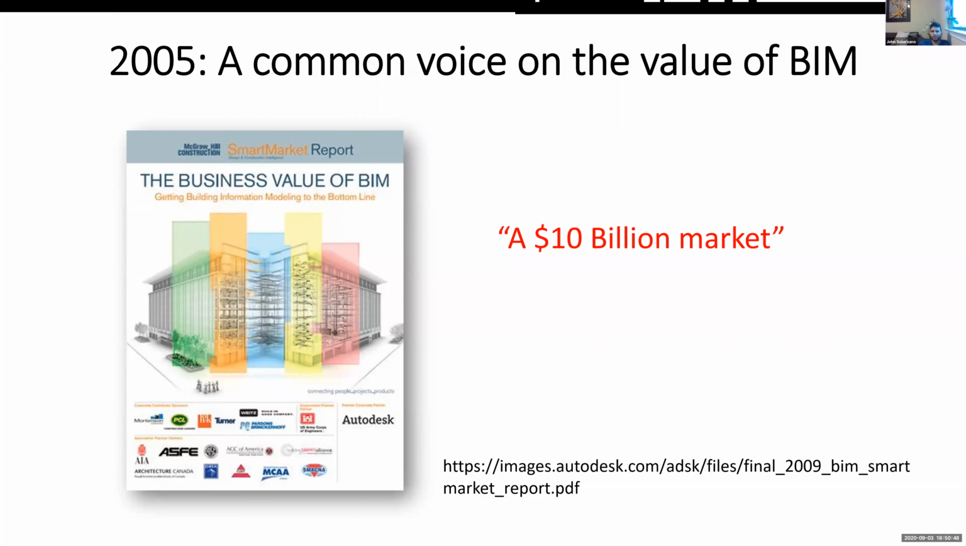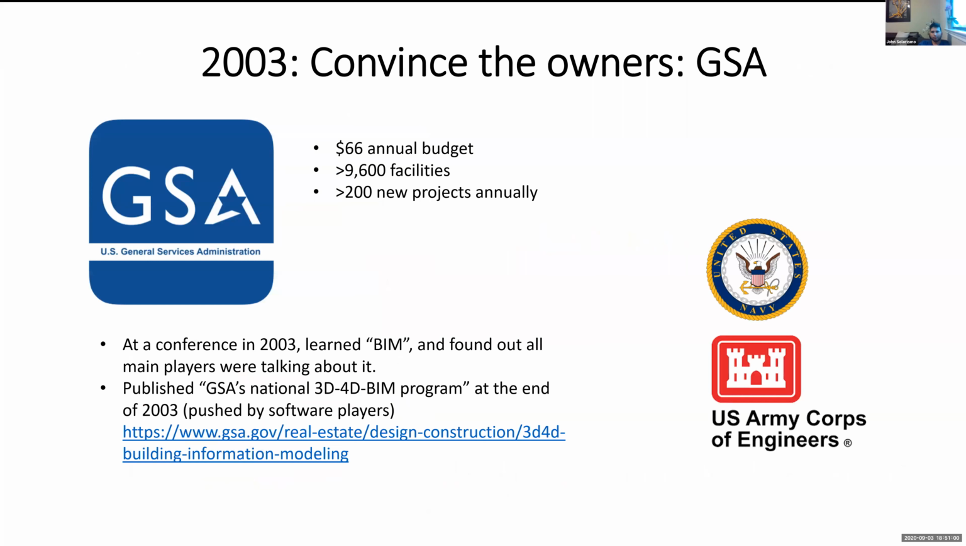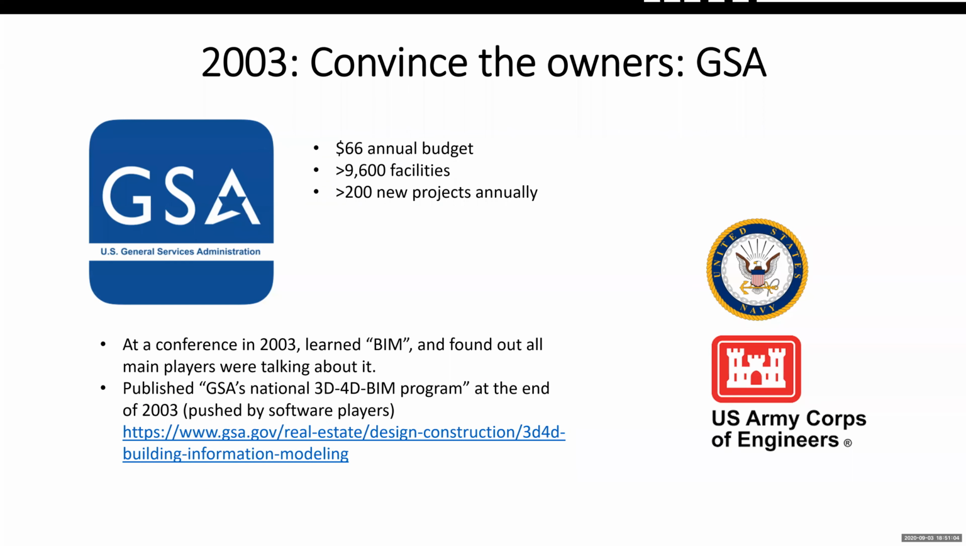To the construction companies? Many talks. Sell to the owner. Who pays the bill for a construction project? The owners. Yeah. These companies were smart. They actually hired a lobby company and tried to convince the biggest owner in the US. Who is the biggest owner in the US? US General Services Administration, GSA.